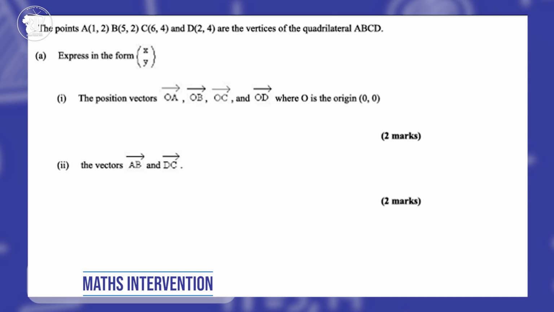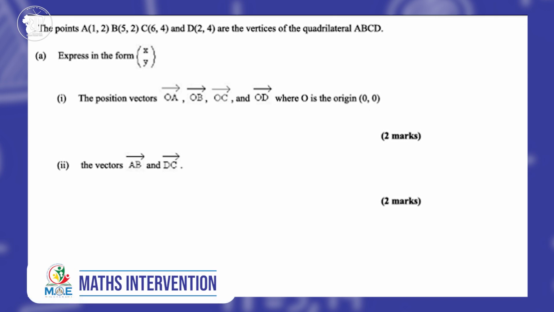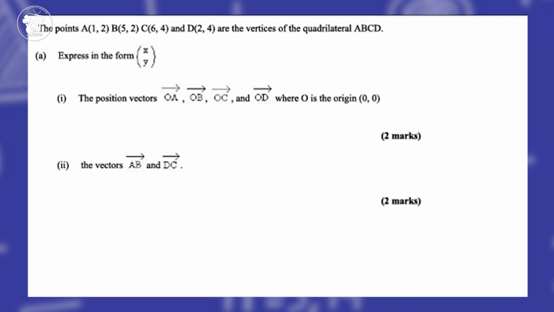So this question says the points A(1, 2), B(5, 2), C(6, 4), D(2, 4) are the vertices of a quadrilateral ABCD. Expressed in the form (x, y), write the position vectors OA, OB, OC, and OD, where O is the origin (0, 0). So for the vector OA, it would simply be the point A, and we just express it in this form. So this would be (1, 2).